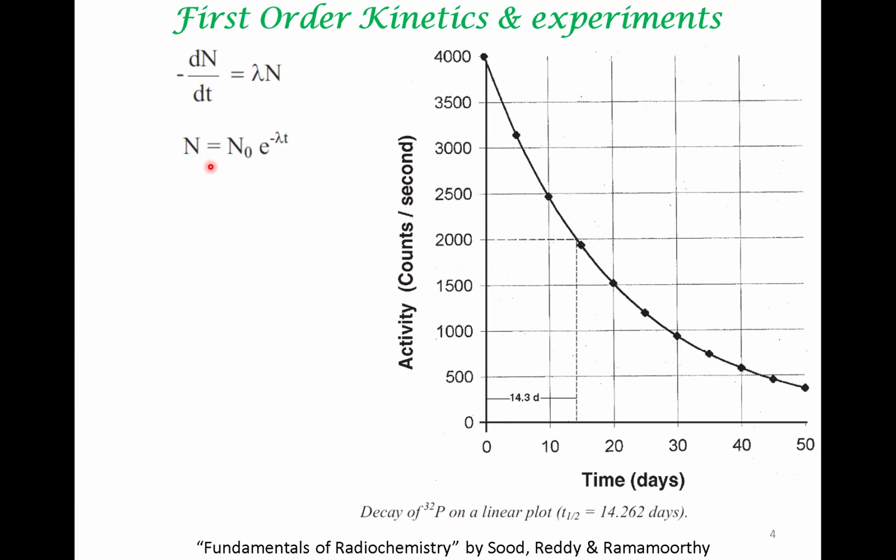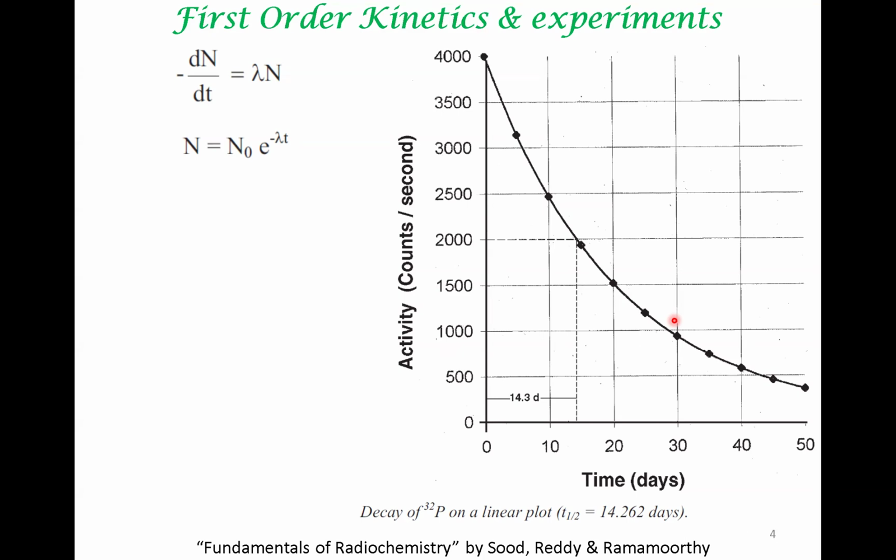So how are these experiments done? You measure the activity of some pure radioactive compound, and the radioactivity falls down. So here it's the radioactivity of phosphorus. As a function of time, the activity keeps coming down. And how is the activity measured in terms of disintegrations?